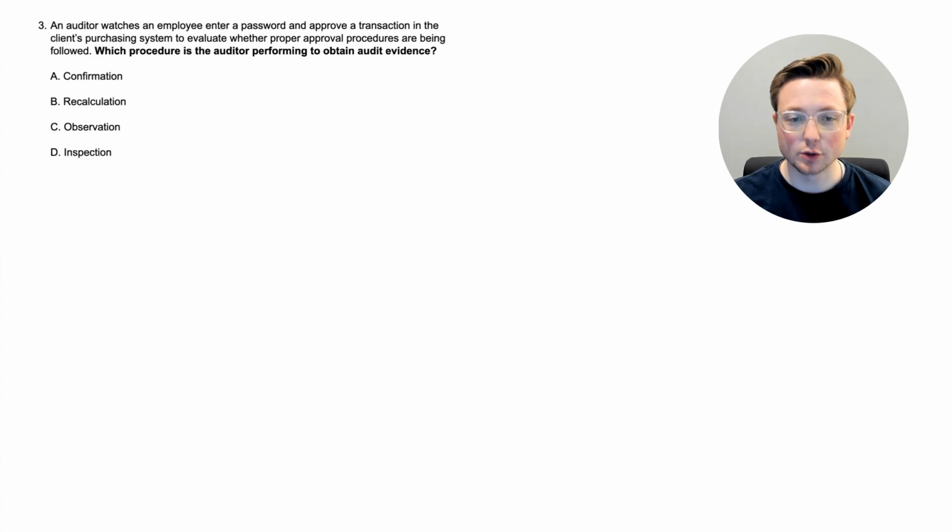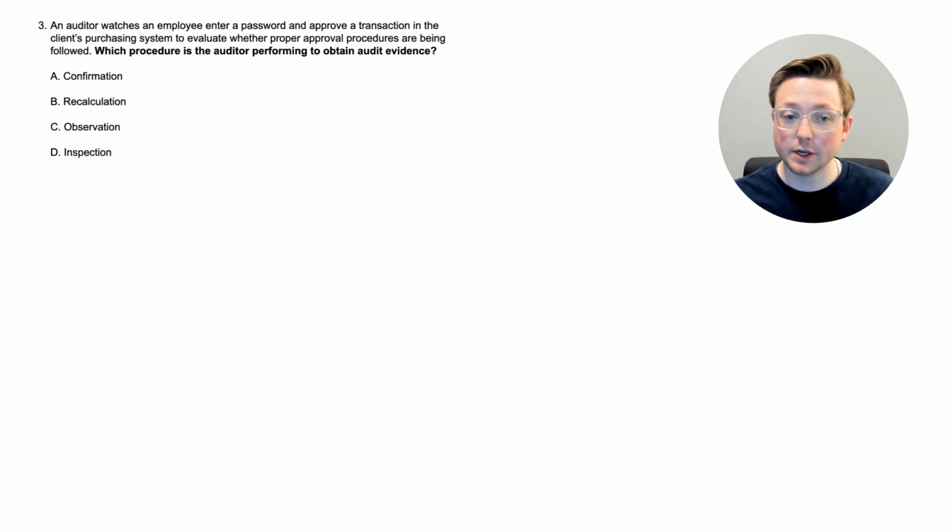Okay, here we are at question 3. Which procedure is the auditor performing to obtain audit evidence? Let's go up to the top. An auditor watches an employee enter a password and approve a transaction in the client's purchasing system to evaluate whether proper approval procedures are being followed. So again, what procedure are they performing here?